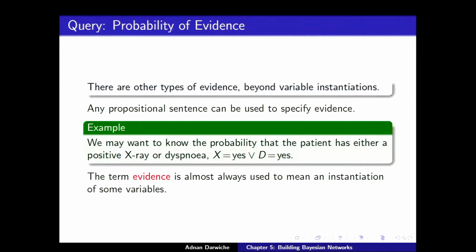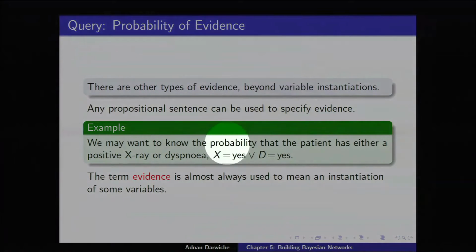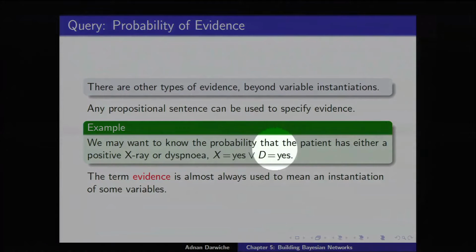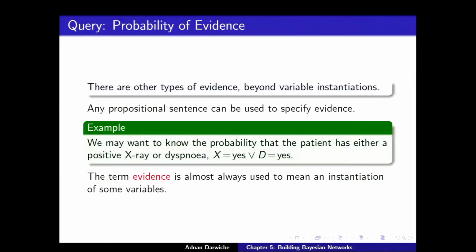Sometimes you have evidence of a different nature, like here. Suppose that I want to know what is the probability that X is yes or D is yes. Okay, that's a disjunction. Almost always in this probabilistic setting, when you say evidence, people talk about a variable instantiation. This variable has that value, and so on. Now this is a little bit different. And interestingly enough, if you look at tools out there for Bayesian networks, they don't directly handle something like this. They only allow you to enter evidence in its simplest form, which is partial variable instantiation.